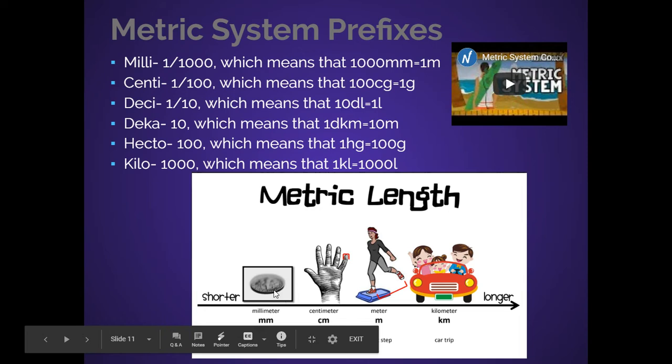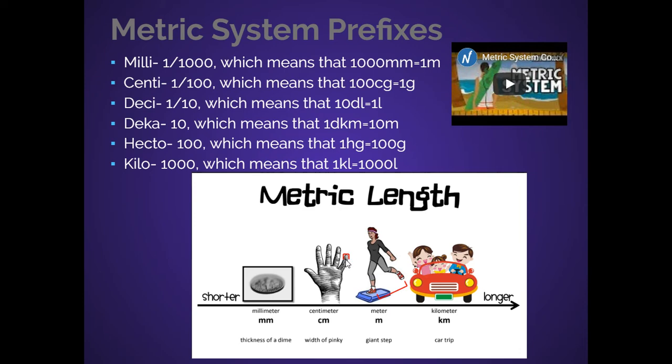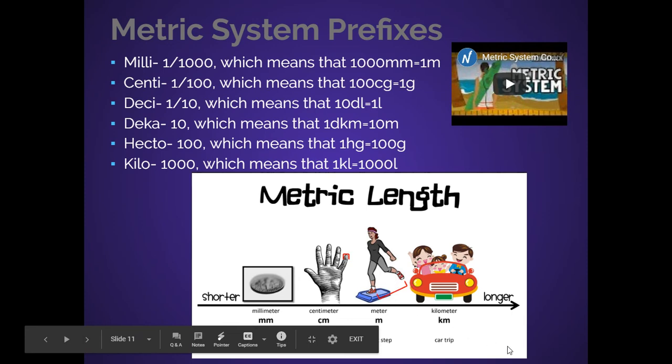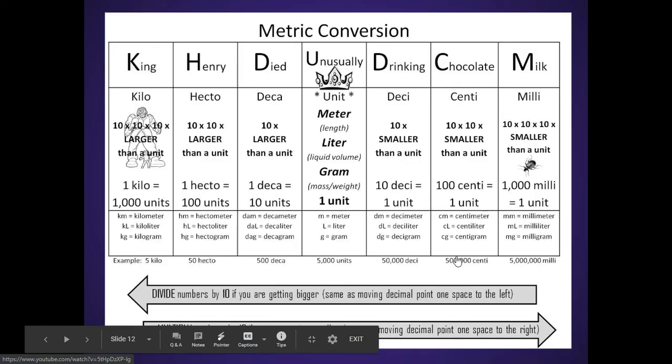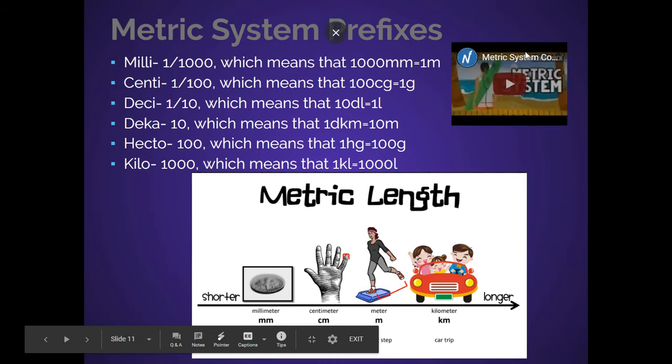So the millimeter is like the thickness of a dime, the centimeter the width of your pinky. Another one for centimeter would be the width of a paper clip. I know a lot of times we'll use that as an example. And then a giant step is like a meter, and a kilometer would be like a road trip, kind of like miles was.